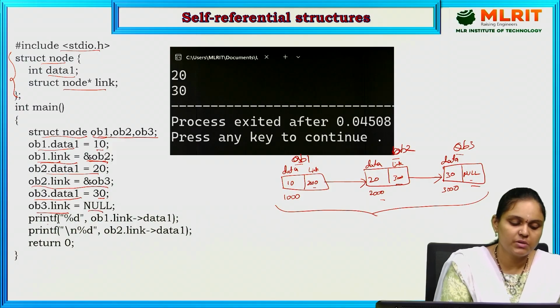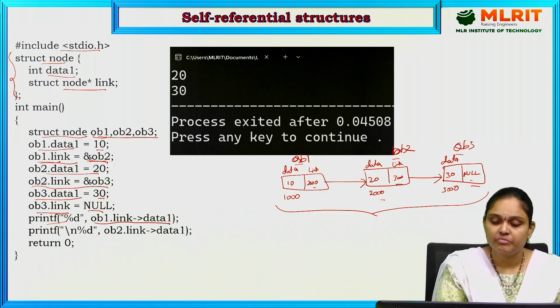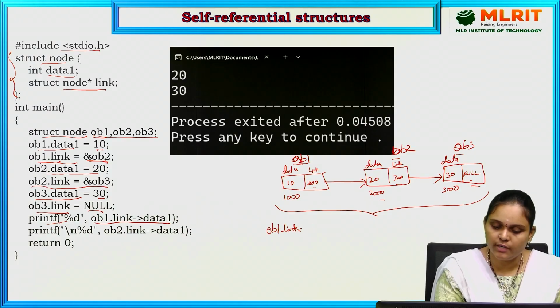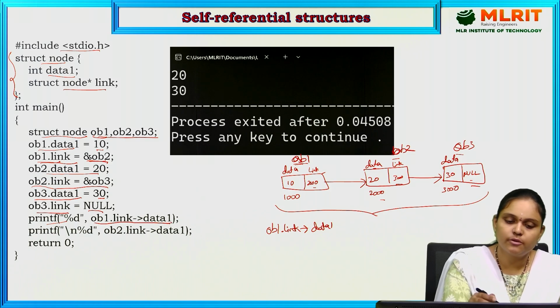The next, by using this printf statement, we are printing OB1 dot link dot data. How are we accessing these structure members? By using the dot operator. OB1 is the variable that we have created of the structure, and link is the member that we have in that particular structure. So that OB1 dot link is pointing to the data of this next node. So the 20 will get printed over here.